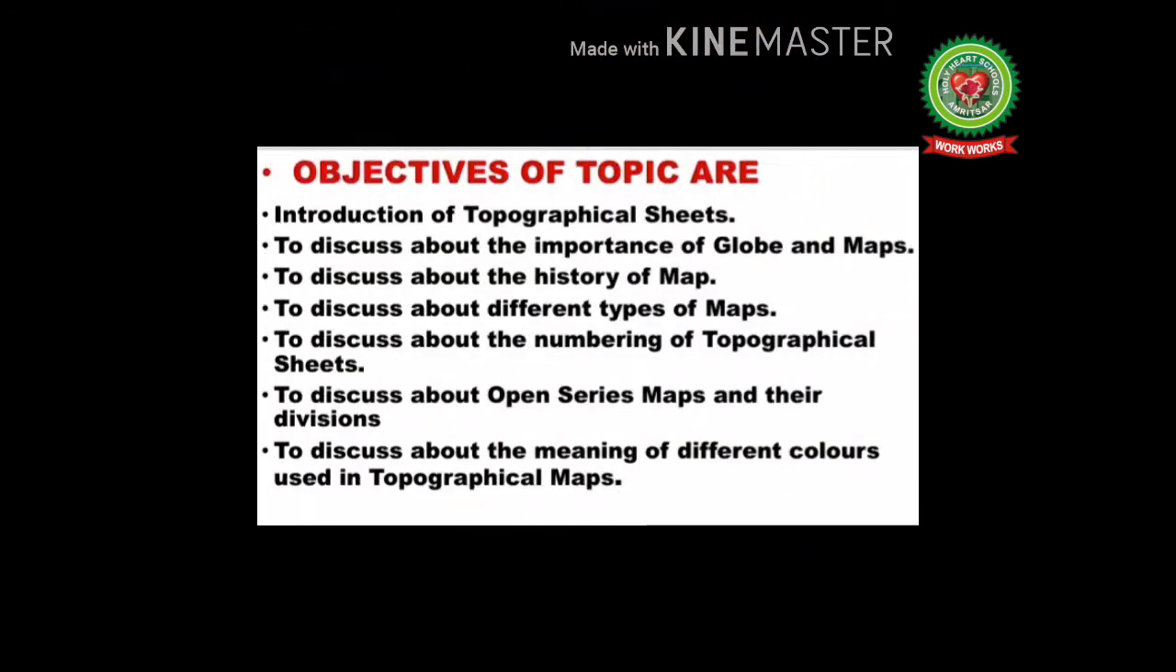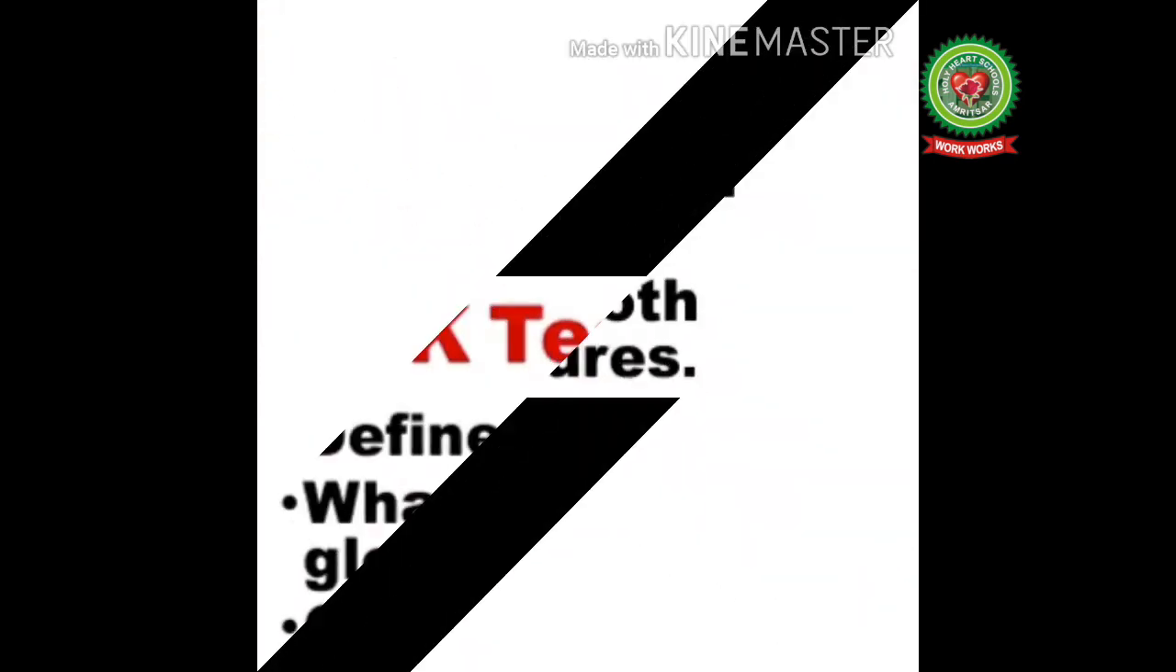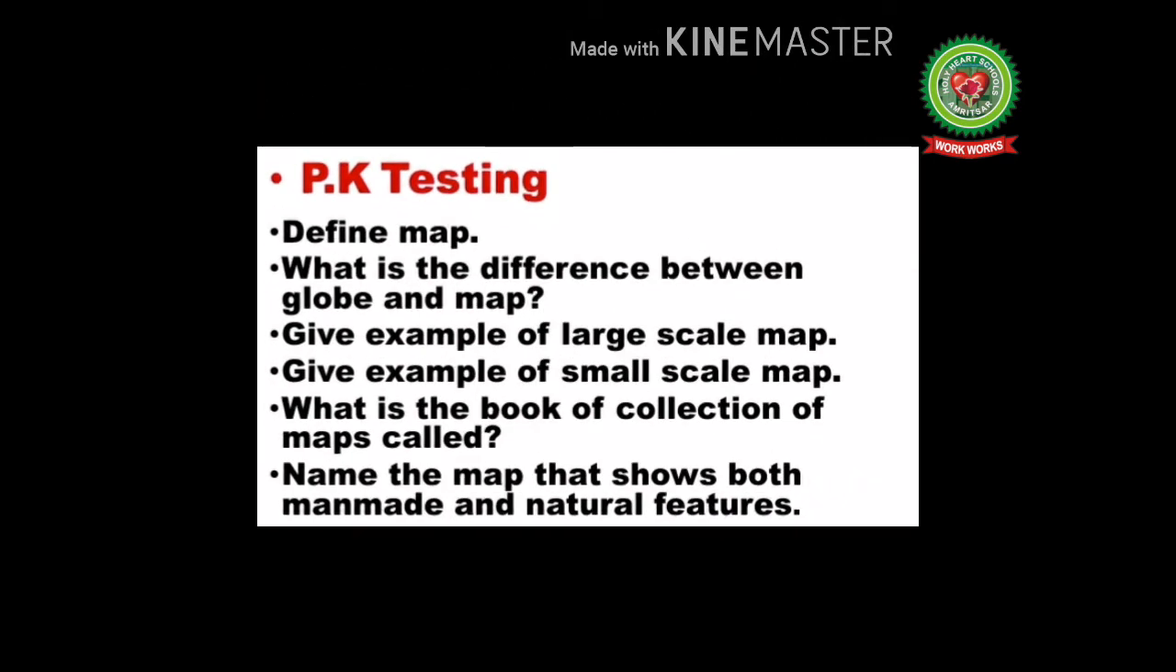The objectives of the topic are: introduction of topographical sheets, to discuss the importance of globe and maps, to discuss the history of map, to discuss different types of map, to discuss the numbering of topographical sheets, to discuss open series map and their divisions, and to discuss the meaning of different colors used in topographical sheets.